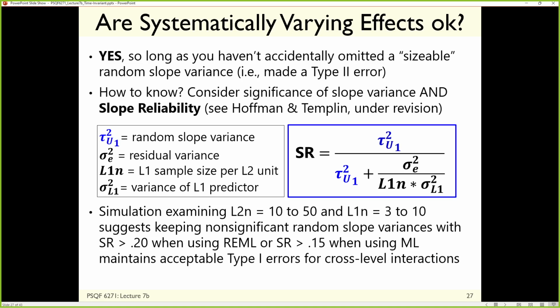be downwardly biased. So using these ranges of sample sizes at level 2 and level 1, these are the cutoffs that made it so that the type 1 error rate stayed where it should be, even when testing cross-level interactions that were completely zero in the population. So paying attention to both slope effect size in terms of its random variation as well as significance is what I would recommend. Which makes sense, because that's what we do for everything else.